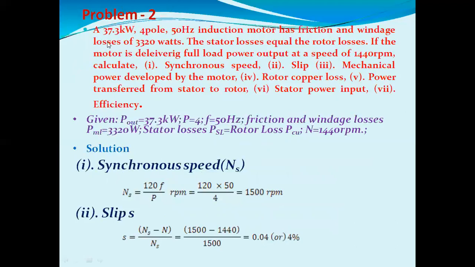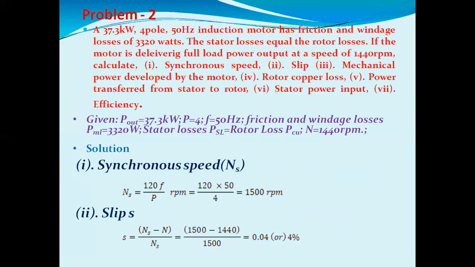So another problem is that a 37.3 kilowatt, 4-pole, 50 hertz induction motor has a friction and windage loss of 320 watt. The stator losses are equal to rotor losses if the motor is delivering full load power output at a speed of 1400 rpm. Calculate the synchronous speed, slip, mechanical power developed by the motor, rotor copper loss, power transferred from stator to rotor, stator power input, and efficiency.